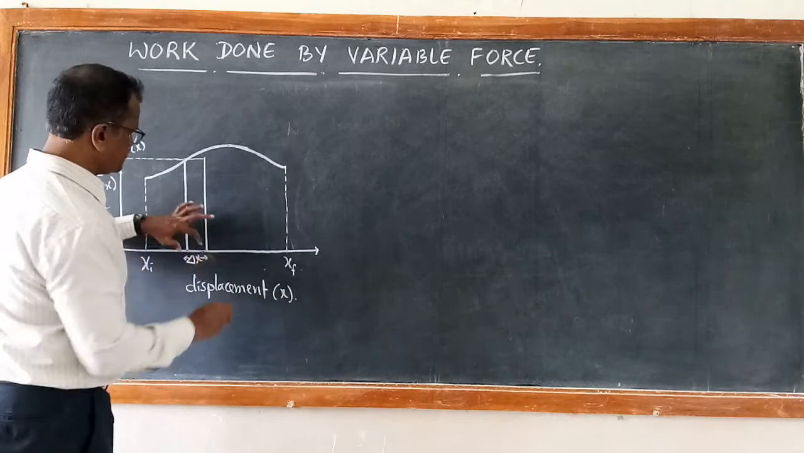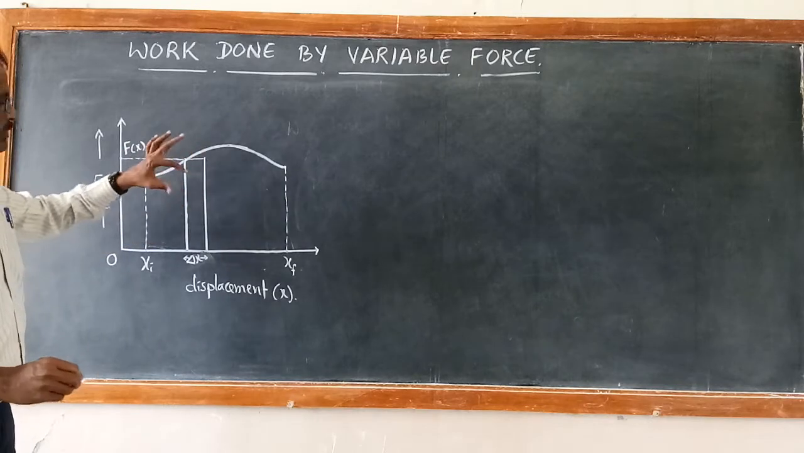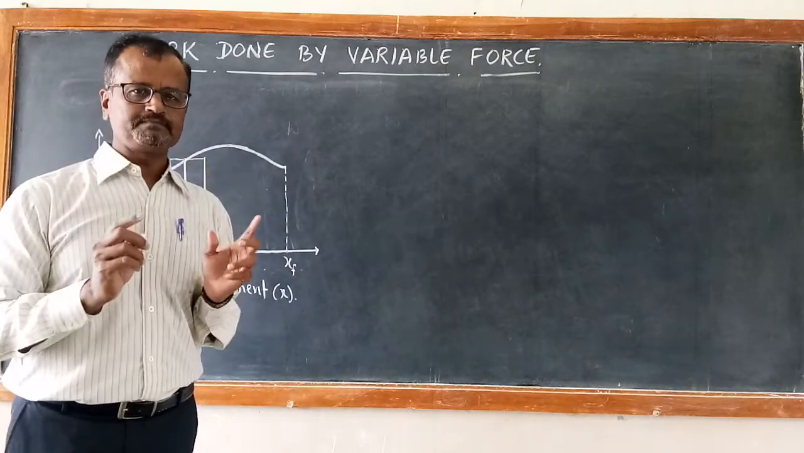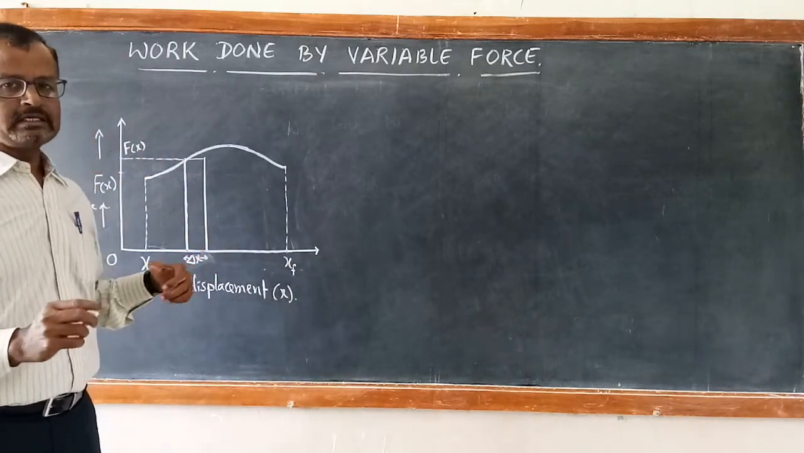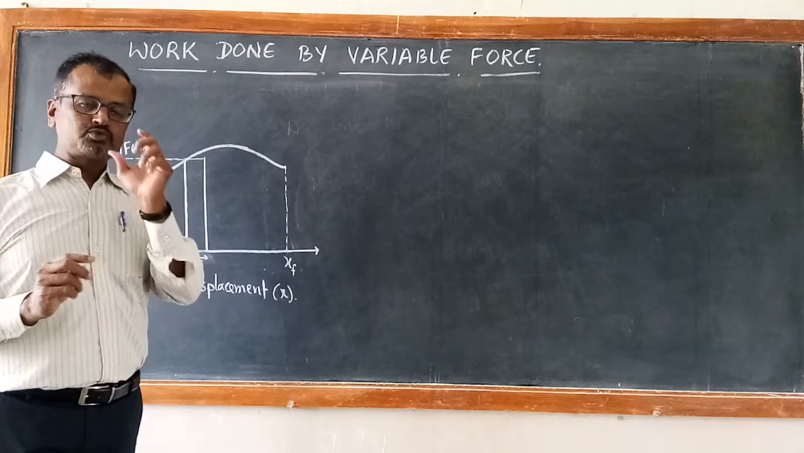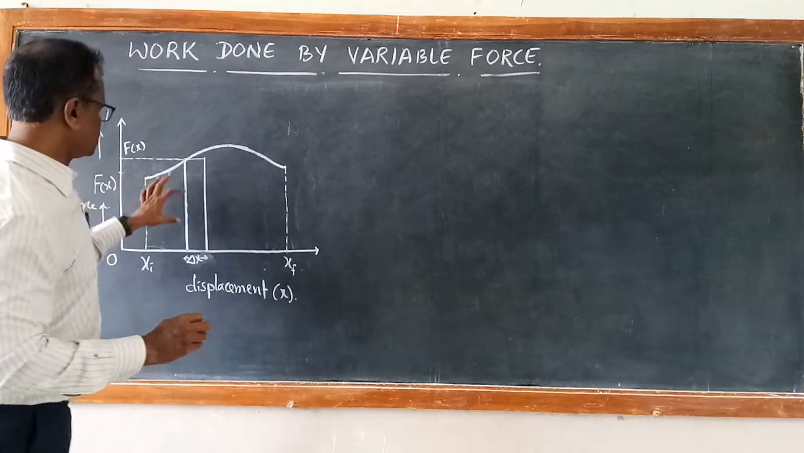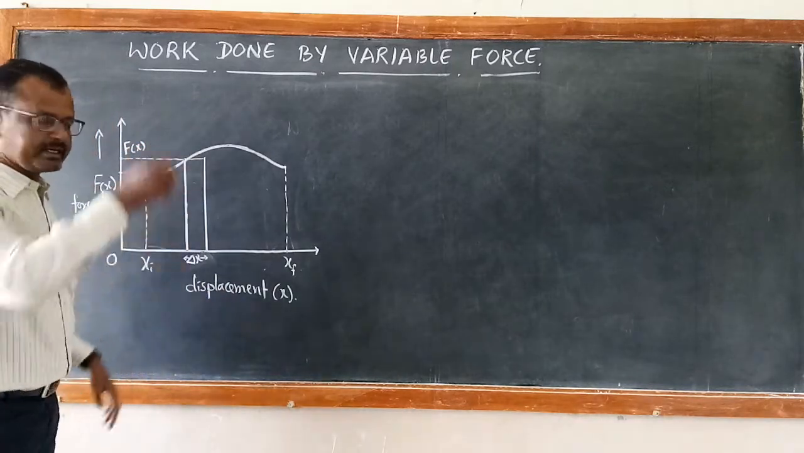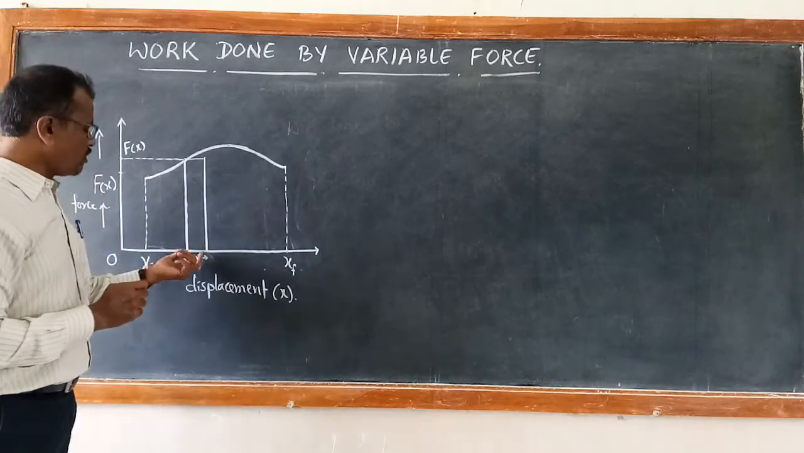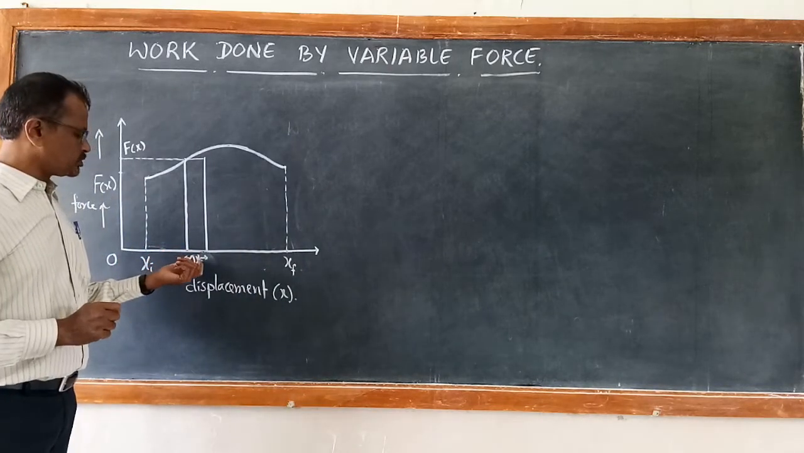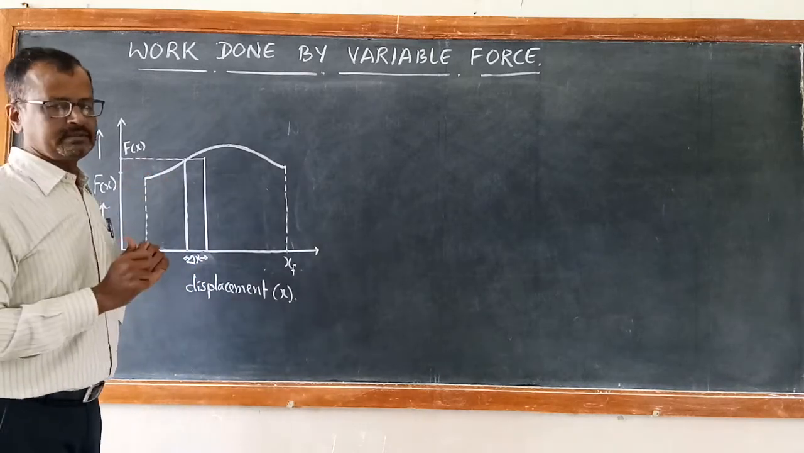For this small displacement delta x, we assume the force acting, Fx, to be a constant force for a small displacement delta x. Then we can calculate what is that small amount of work done for a small displacement delta x. Yes. Then the area of this rectangular strip gives us the small work done in moving the object through a small displacement delta x for a force Fx.